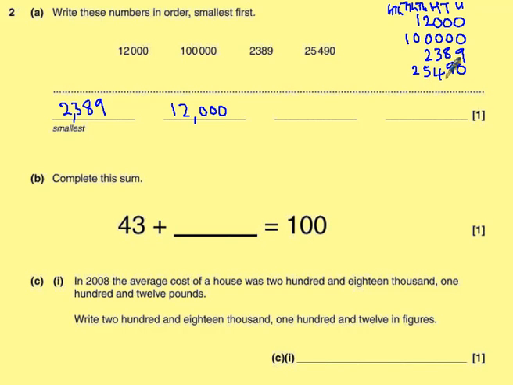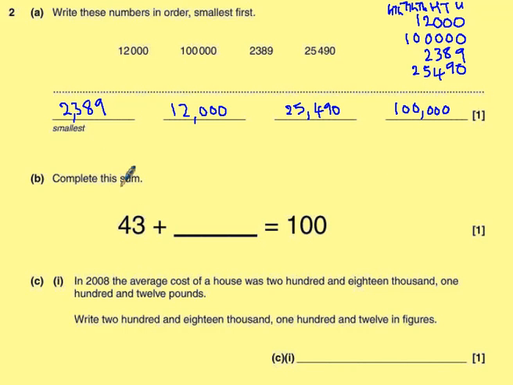Leaves me then with 25,490. So it's a good idea to show the comma separator because it's separated and I can see the sizes. That one being 2,000, 12,000, 25,000. This last one being 100,000. That has 6 digits.